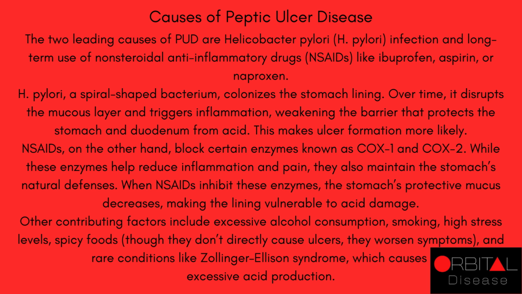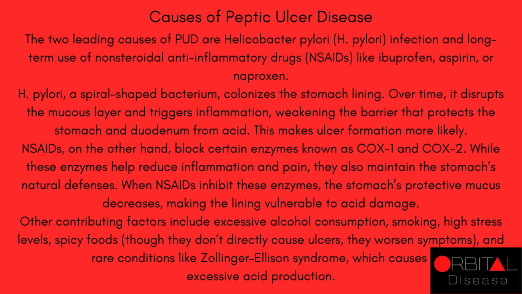Causes of peptic ulcer disease. The two leading causes of PUD are Helicobacter pylori, H. pylori, infection and long-term use of nonsteroidal anti-inflammatory drugs, NSAIDs, like ibuprofen, aspirin, or naproxen. H. pylori, a spiral-shaped bacterium, colonizes the stomach lining. Over time, it disrupts the mucus layer and triggers inflammation, weakening the barrier that protects the stomach and duodenum from acid. This makes ulcer formation more likely.